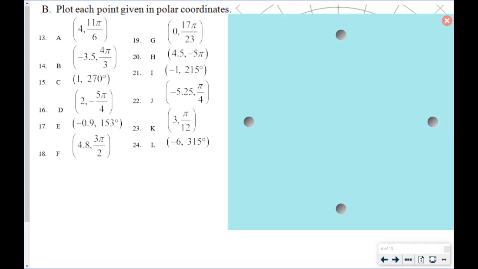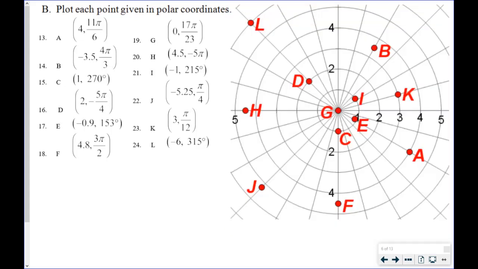Calculator, just use a scientific calculator, Asher. Okay, 13 through 24, looks like that. I would just go quadrant by quadrant. A good check is just to make sure you've got the right points in the right quadrants, and that kind of gets you started there.